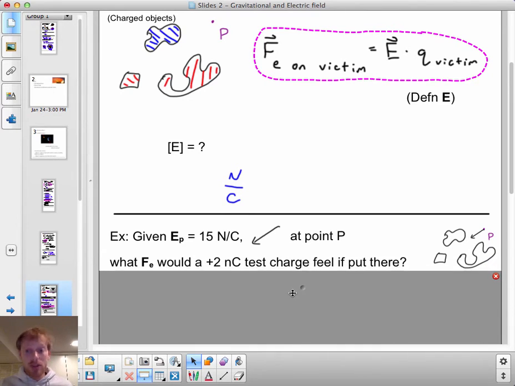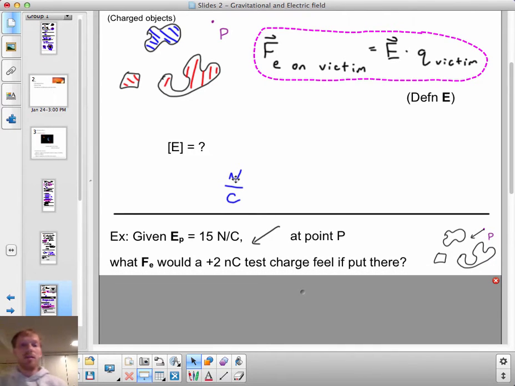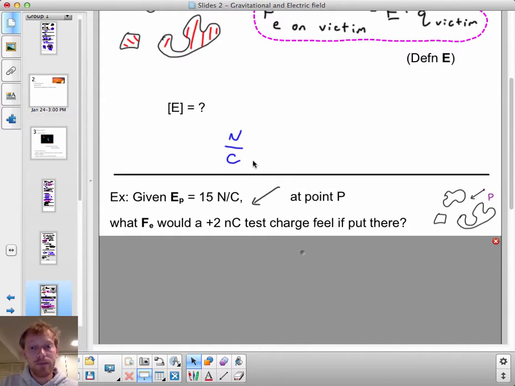And since a coulomb is such a big charge, you'd imagine that there would be a huge amount of force that a coulomb of charge would experience. So most of our lab electric fields would be quite large. One would be a very small electric field. 1 newton per coulomb would be very small.